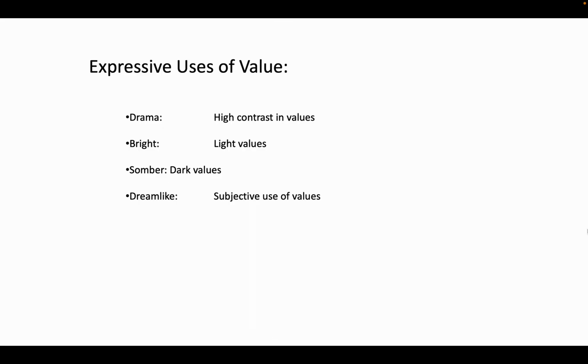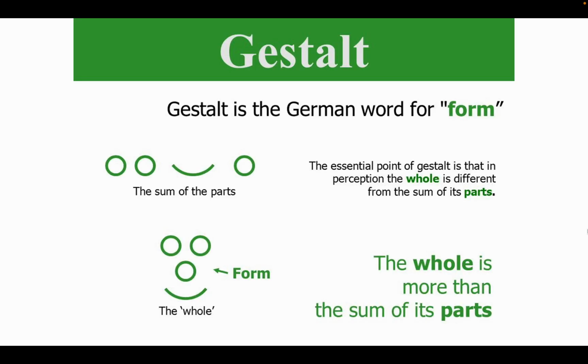So, there are expressive uses of value, especially conceptual. We can think about drama if we use high contrast in those values. If we use a very, very bright image with very, very light values, obviously that can be very buoyant and very happy. Dark values are typically associated with the somber. And then the subjective use of value can be dreamlike. It really depends on what it is you're trying to accomplish.